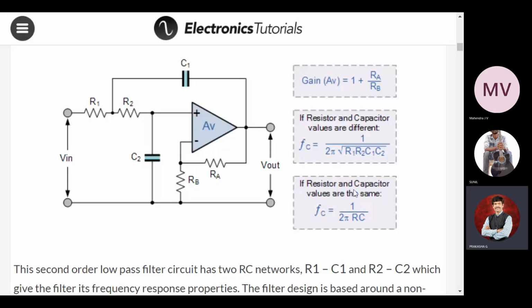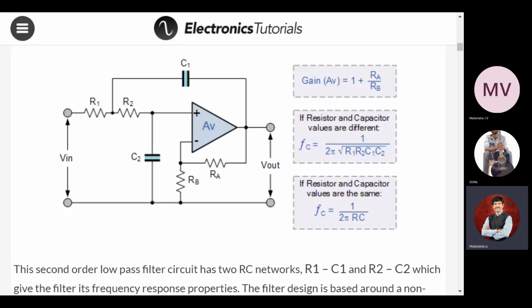Then if the resistor and capacitor values are the same, assume that when two capacitors and two resistors we are using have the same value, C1 and C2 are the same, so you're going to get C square, and R1 and R2 are the same, so we are going to get R square. Root of R square C square will be RC only, because if the resistors and capacitors we are using have the same value, then the root of R square C square will become RC itself.